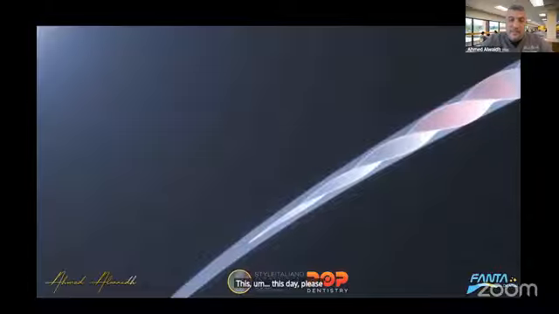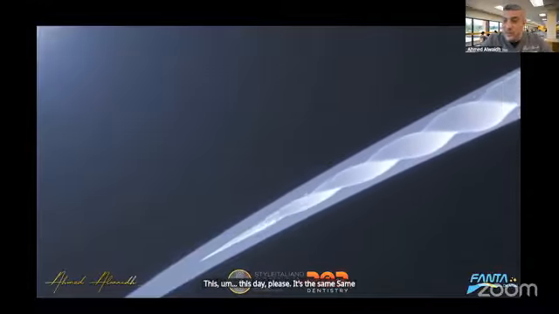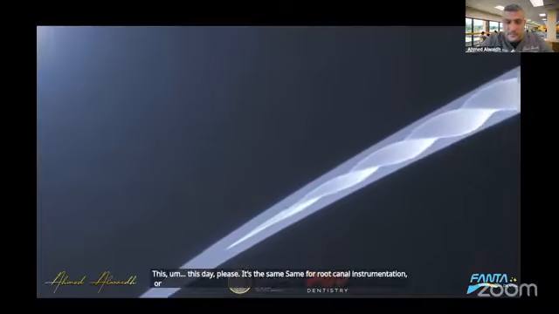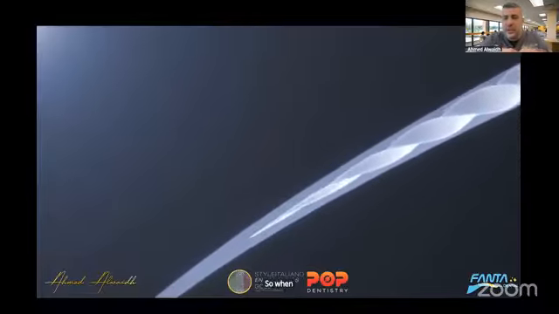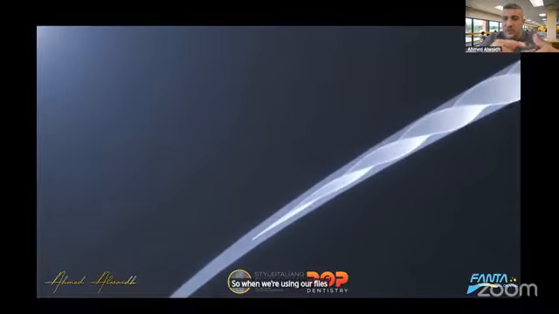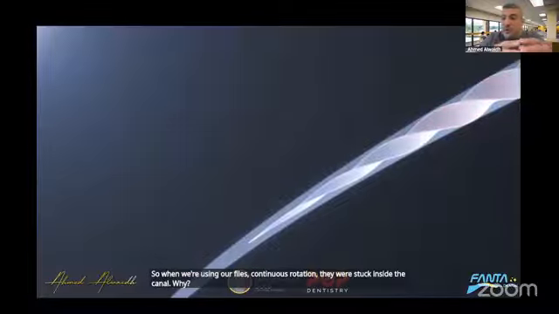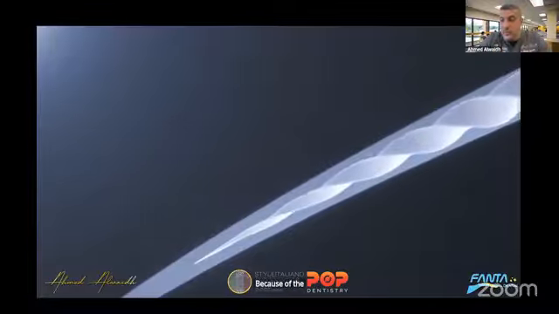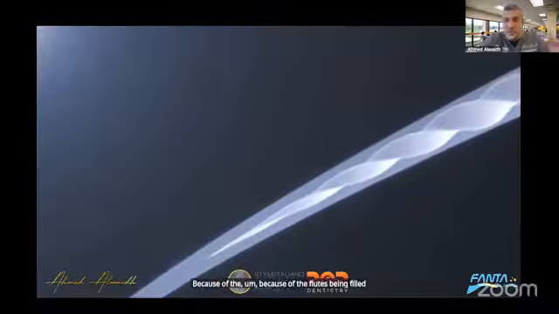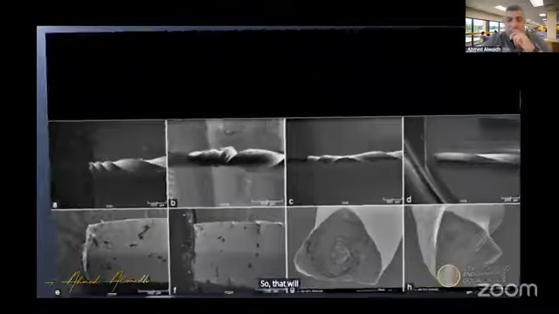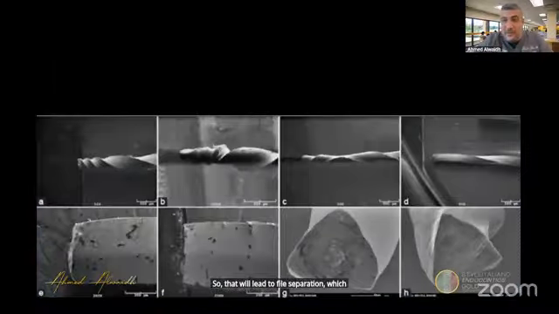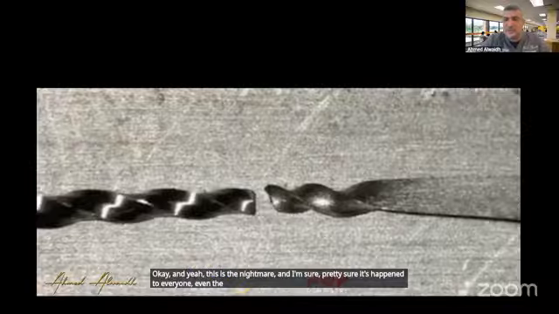It's the same for root canal instrumentation or preparation. When we use our files in continuous rotation, they will get stuck inside the canal. Why? Because the fluids are filled with debris. That will lead to file separation, which is a nightmare for every dentist. And I'm pretty sure it has happened to everyone, even the most experienced endodontists.